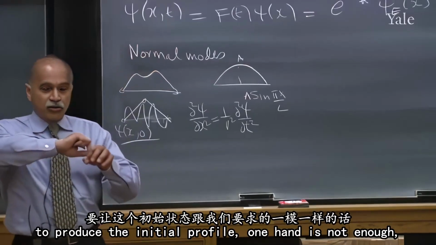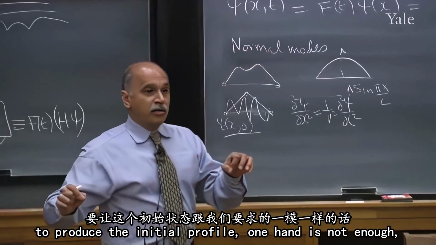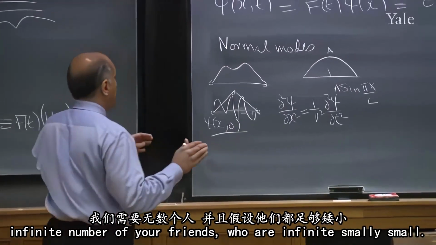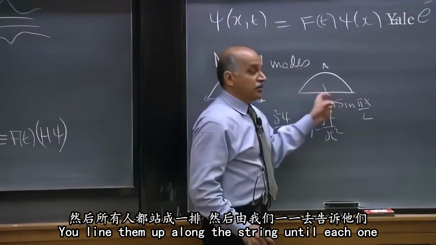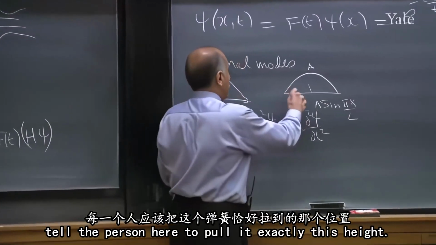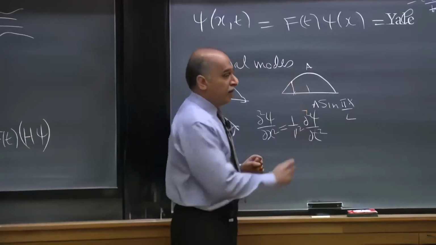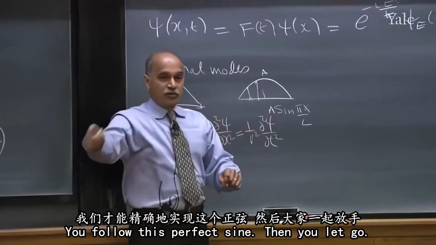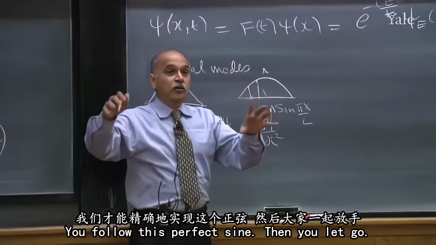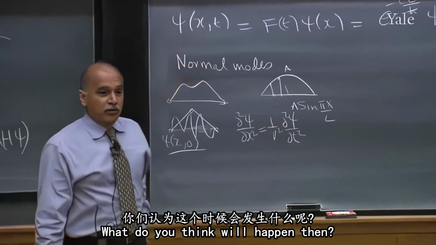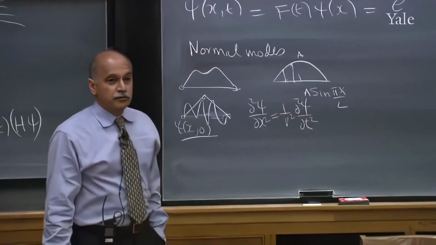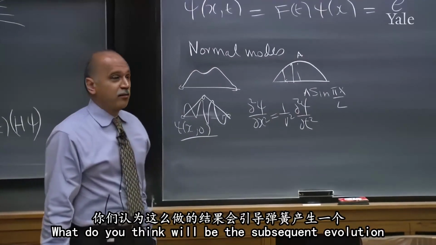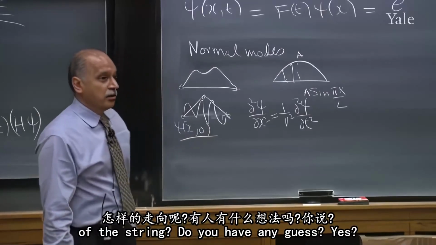Do you understand that to produce the initial profile, one hand is not enough, two hands are not enough? You've got to get an infinite number of your friends who are infinitesimally small. You line them up along the string, and you tell the person here to pull it to exactly this height. Person here has to pull it to exactly that height. You all lift your hands up. Then I follow you. You follow this perfect sine. Then you let go. What do you think will happen then? What do you think will be the subsequent evolution of this string? Do you have any guess? Yep.